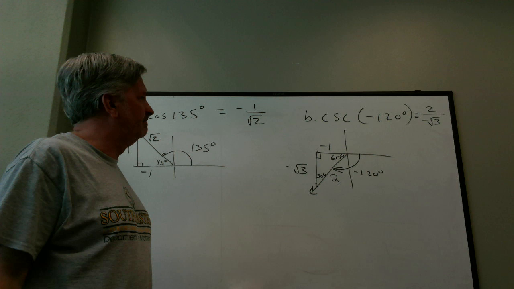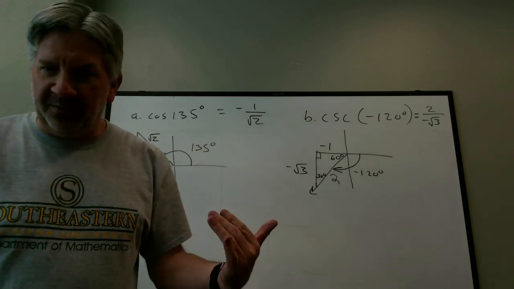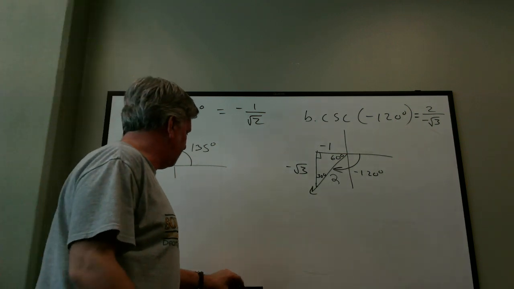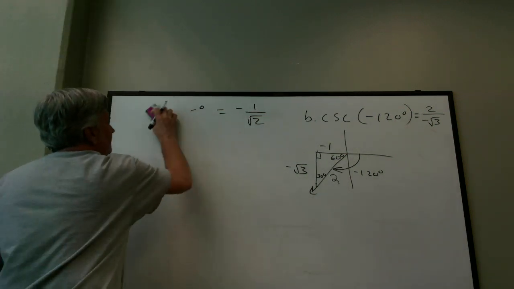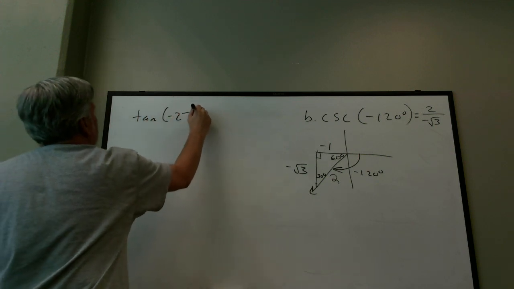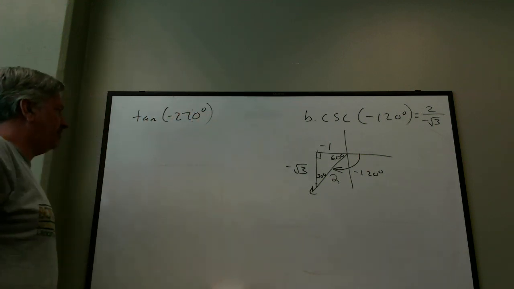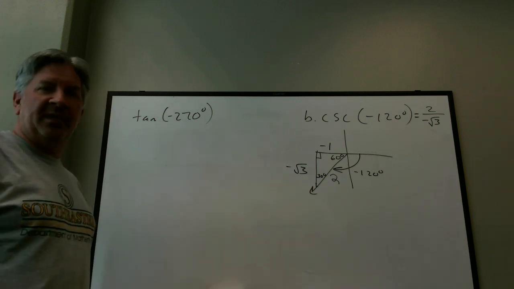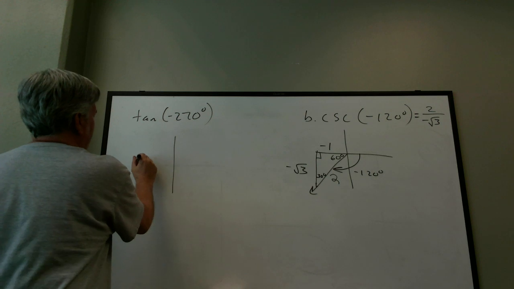Okay, so again, follow the steps. Have you noticed I'm doing the same thing on every problem? The next one says tangent of negative 270 degrees. Okay, what do we do first? Well, let's draw a picture of negative 270 degrees.